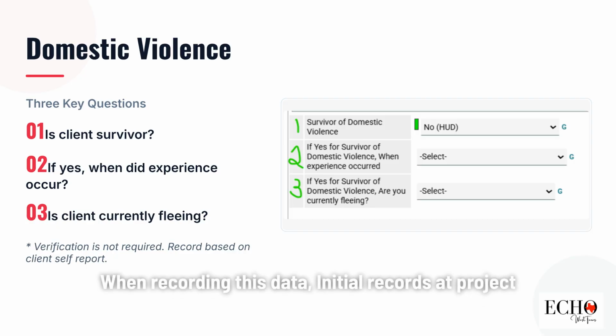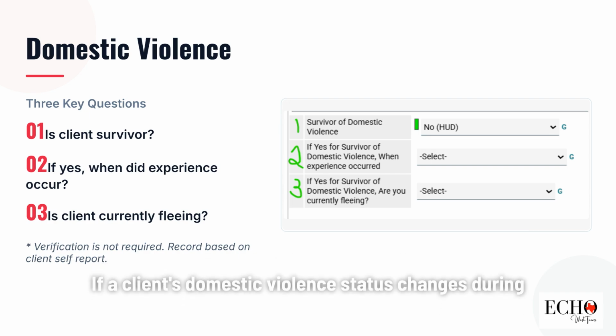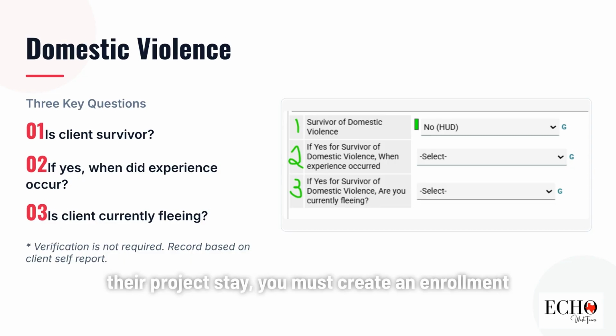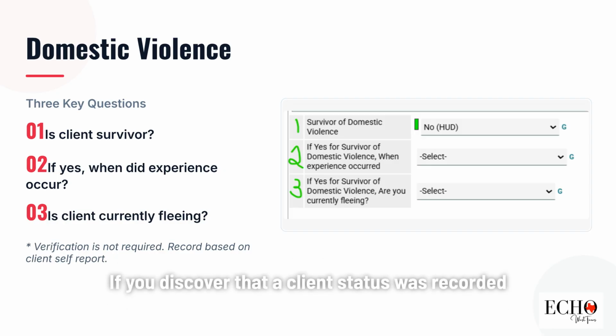When recording this data, initial records at project start must reflect the information and the date as of that start date. If a client's domestic violence status changes during their project stay, you must create an enrollment update record reflecting the date of that data collection. If you discover that a client's status was recorded incorrectly at project start, simply correct the existing record rather than creating a duplicate.